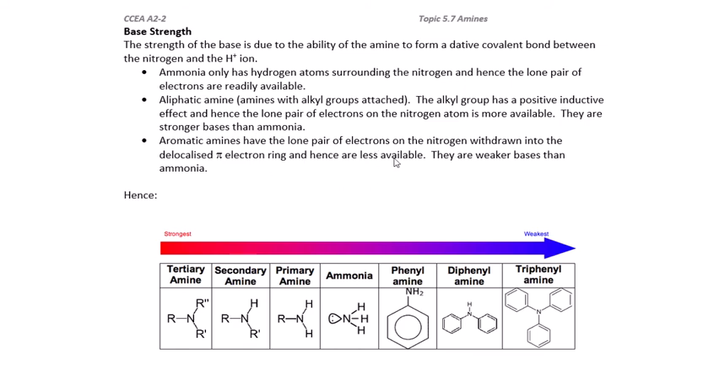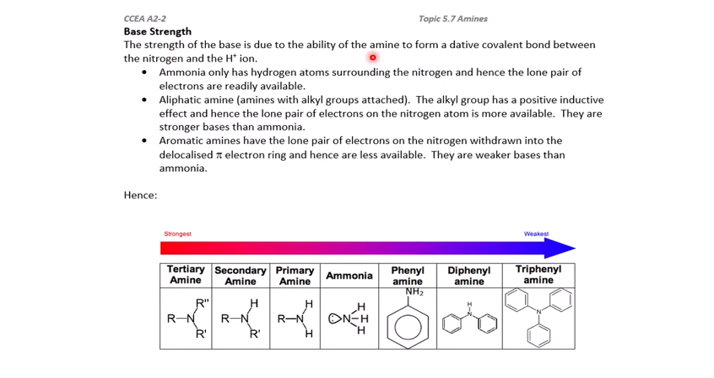Okay, now the basic nature of amines is dependent on their ability to use their lone pair of electrons. So the more a lone pair of electrons is available, the stronger a base is going to be. And there is actually a scale of strength of bases. Now, a couple of things to look at in terms of the bullet points. We'll go over the bullet points here.